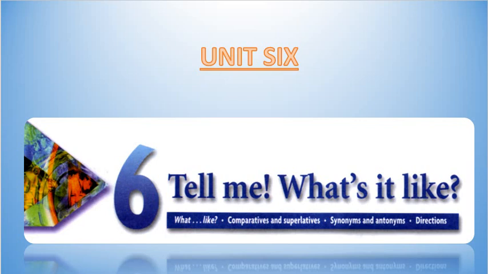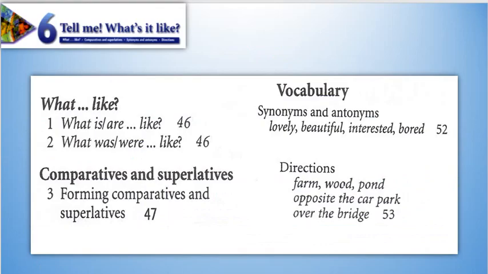Unit 6 is entitled, Tell Me, What Is It Like? In Unit 6, we will talk about how to form questions with what, like, what is or are like, on page 46, and in the past tense, what was, where, like, also on page 46. We will talk about comparatives and superlatives, how to form them. On vocabulary, we will talk about synonyms and antonyms, page 52.